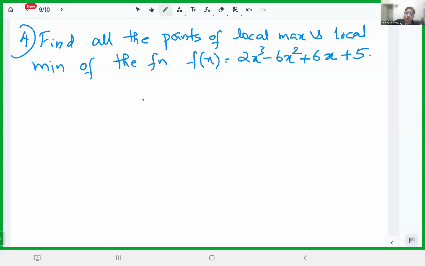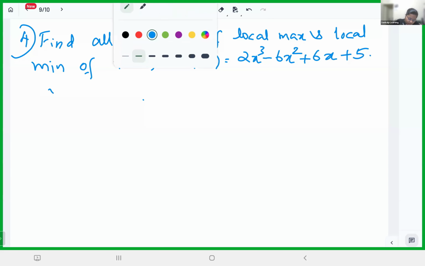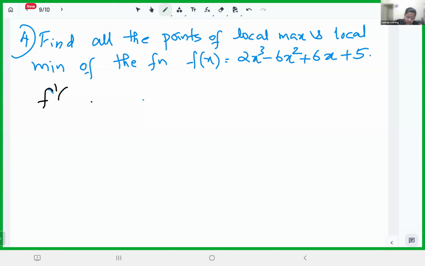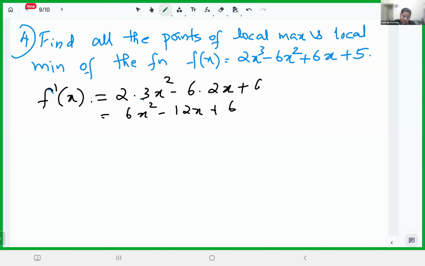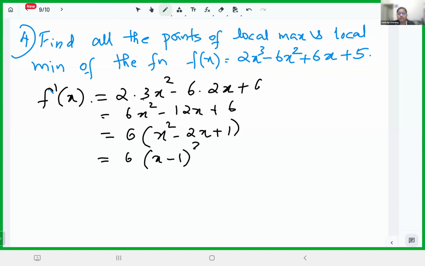So let's see, how will you find local maxima and local minima? It's actually by using the first derivative test or the second derivative test, right? So first we need the derivative of this function, that is f'(x). f'(x) = 2 × 3x² - 6 × 2x + 6, isn't it? This is equal to 6x² - 12x + 6. Okay, so we can take 6 outside. So this will become x² - 2x + 1. So this can be factorized as 6(x - 1)². This is the expansion of (x - 1)², right?